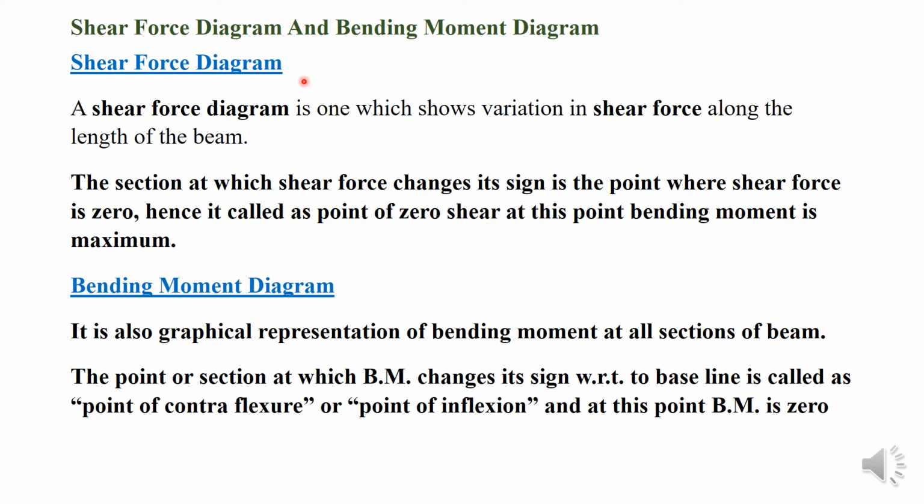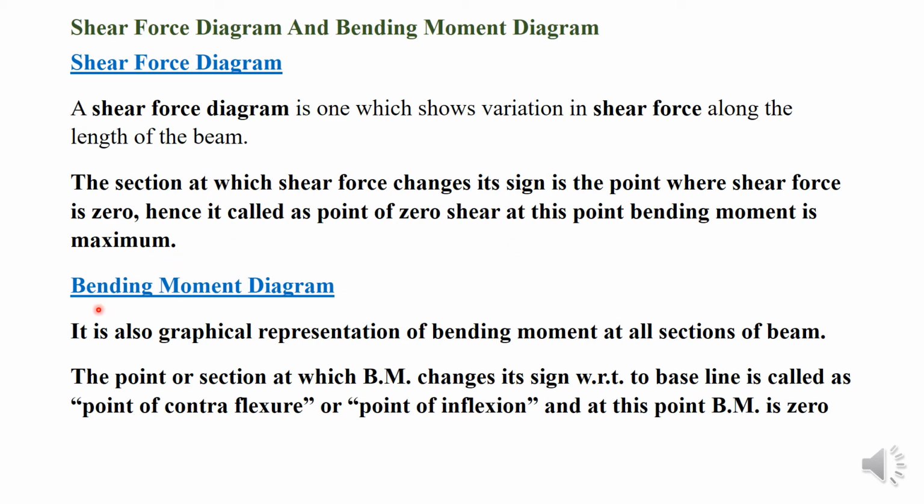Next, what are the shear force diagram and bending moment diagram? First, the shear force diagram. A shear force diagram shows the variation in shear force along the length of the beam. The section at which shear force changes its sign is the point where shear force is zero, hence it is called the point of zero shear. At this point, bending moment is maximum.